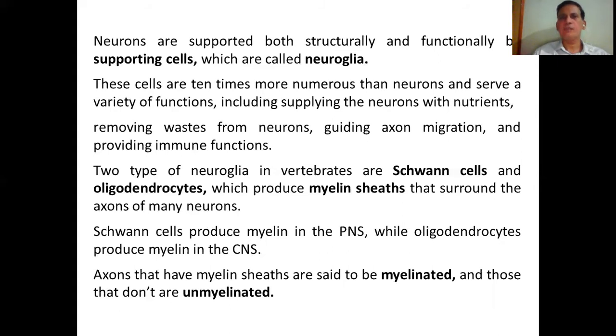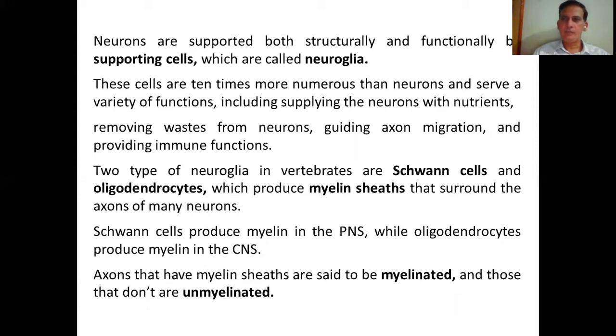There are two types of neuroglia in vertebrates. These are the Schwann cells and the oligodendrocytes. Both of these, the Schwann cells and the oligodendrocytes, produce the myelin sheath that usually surrounds the neurons. Now the Schwann cells produce the myelin sheath in the peripheral nervous system, while the oligodendrocytes produce myelin in the central nervous system.